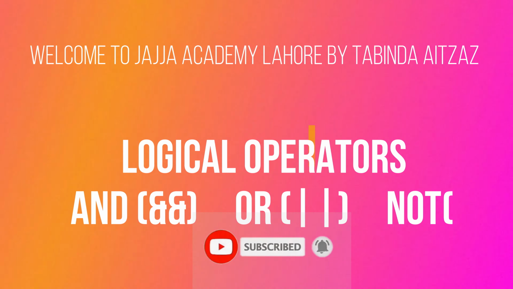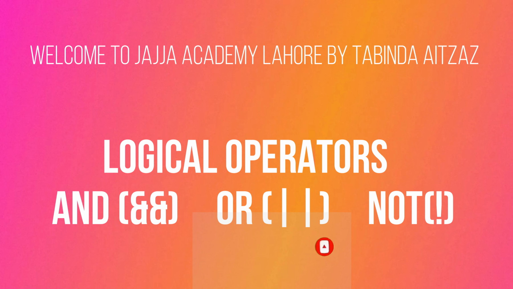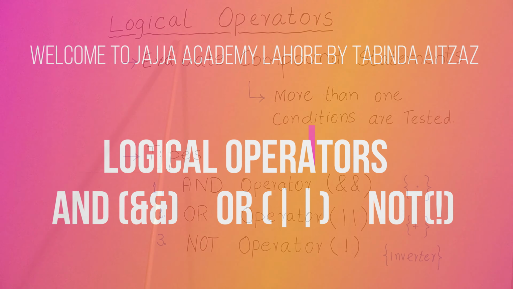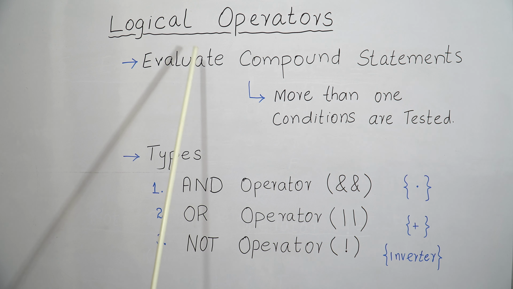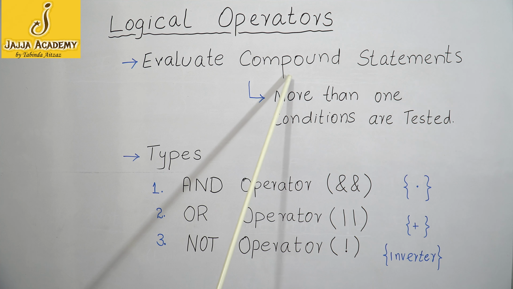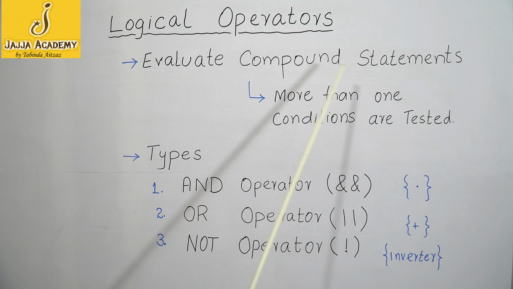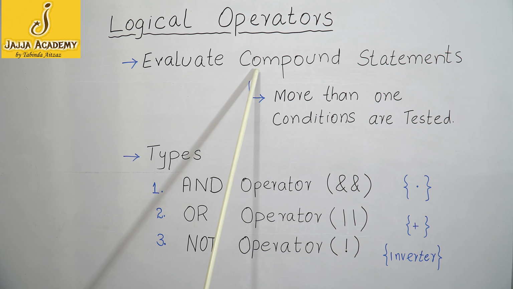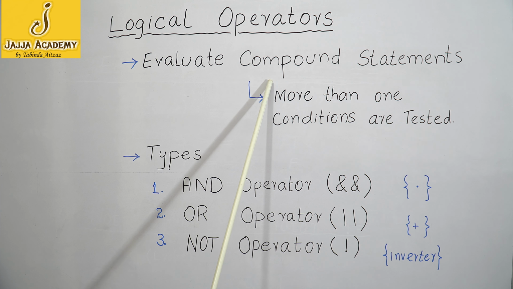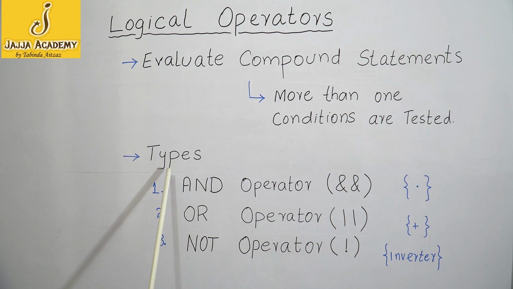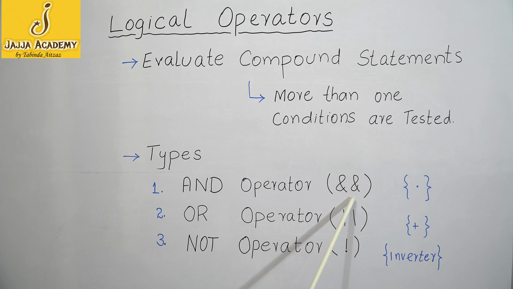I am Tabinda Etazaz. Today I explain different logical operators used in C language. The logical operators are used to evaluate compound statements, and compound statements are the statements in which more than one condition is tested. There are three types of logical operators. Number one, AND operator, which is represented by double ampersand symbols.